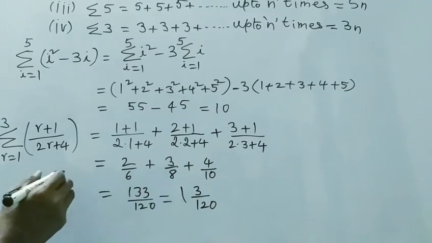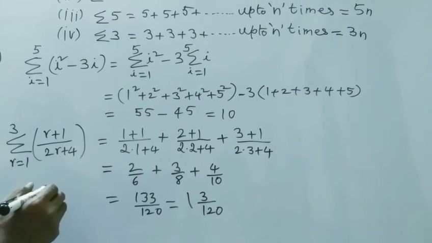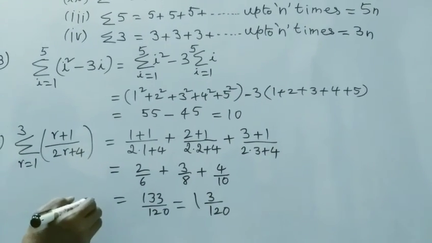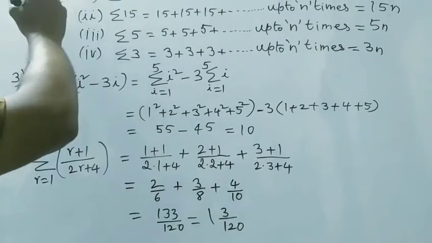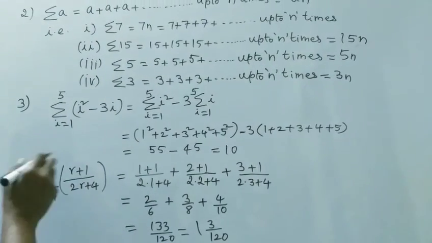So these are the examples for sigma notation. These four: first one, second one, third one and fourth one.